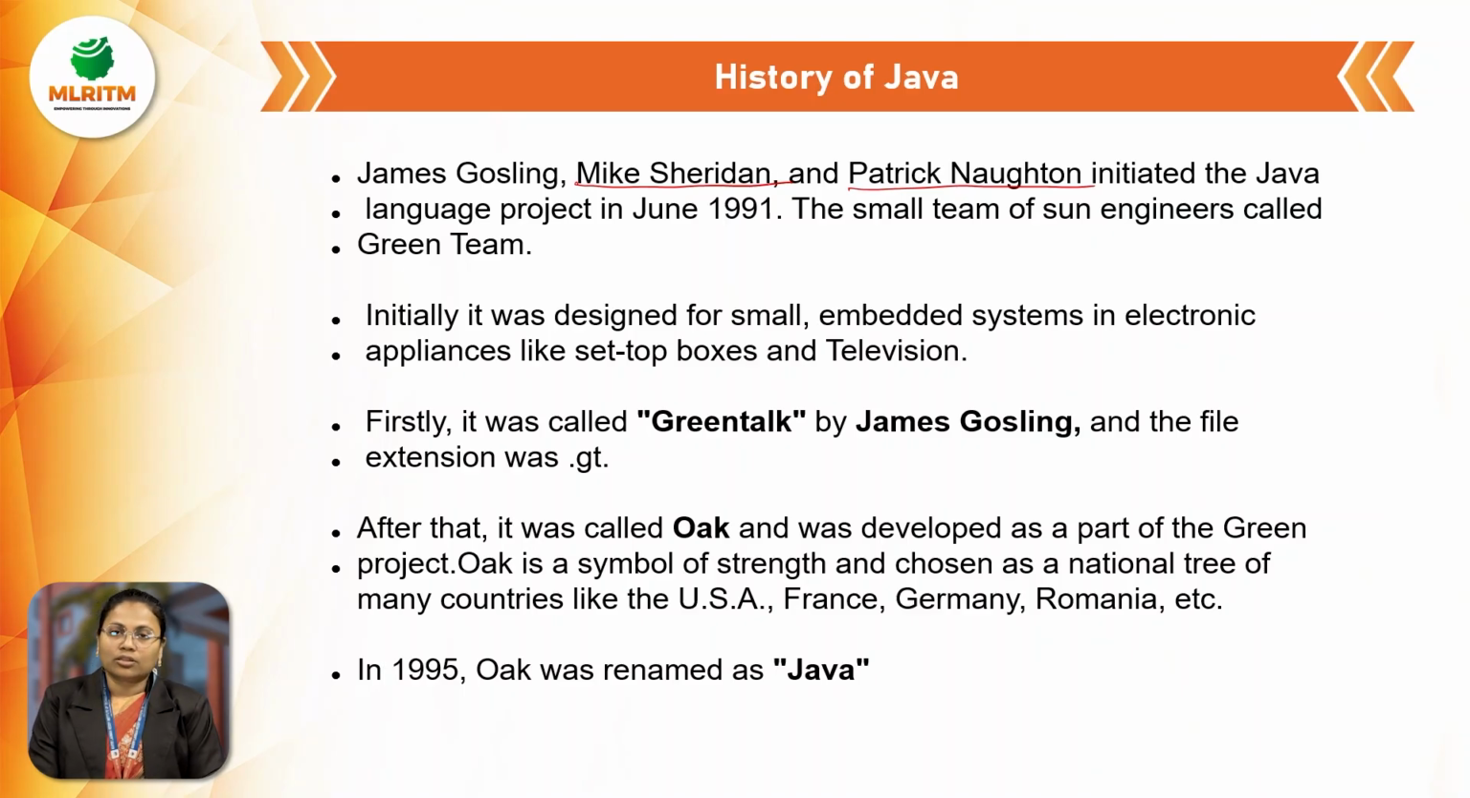Firstly, they called this Java programming language Green Talk. The first name given to this programming language is Green Talk, and its file extension is .gt. Later, they renamed Green Talk to Oak. So they changed the name of Green Talk to Oak.